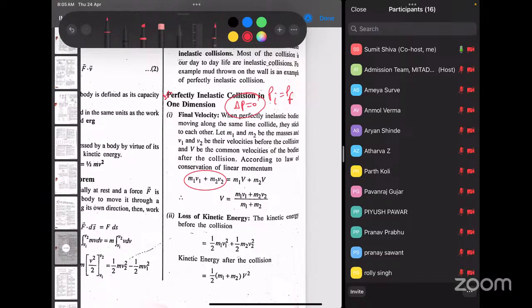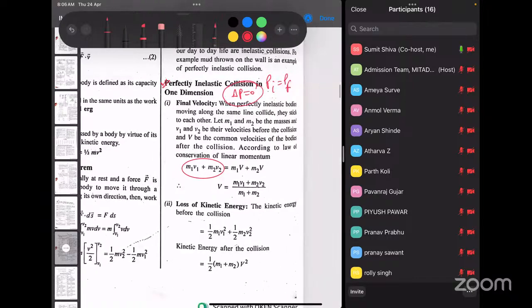What will be the final linear momentum? In the final case, after the collision, both the balls or objects stick together, which means now they will act as a single object with mass m1 plus m2. So after collision, we have an object with mass m1 plus m2 and it has a certain velocity v. So what will be the linear momentum in this case? This will be m1 plus m2 times v.